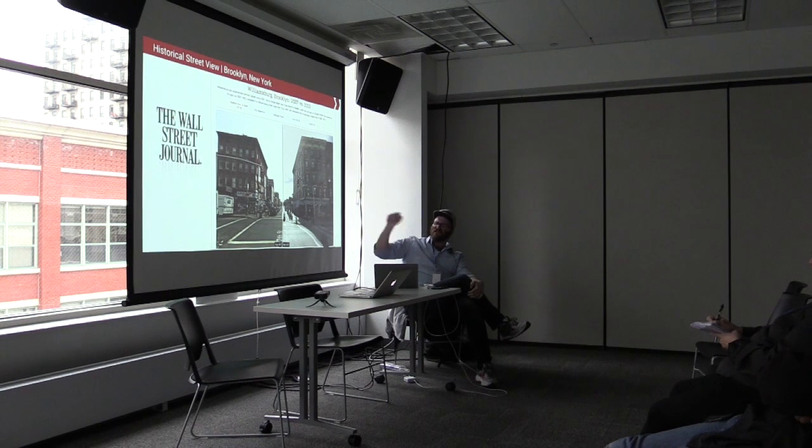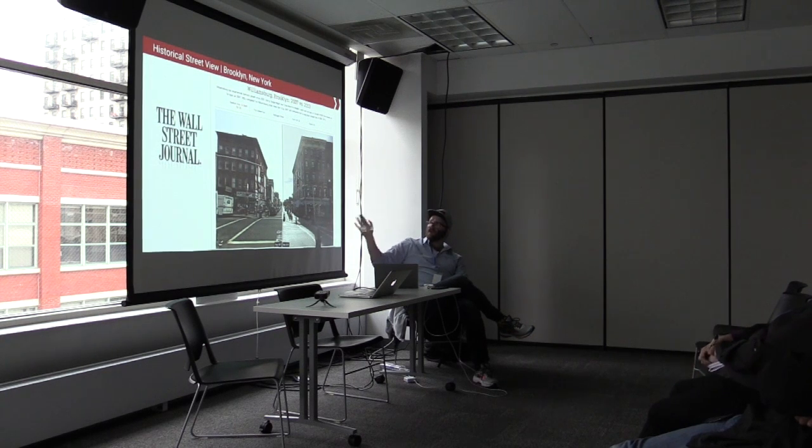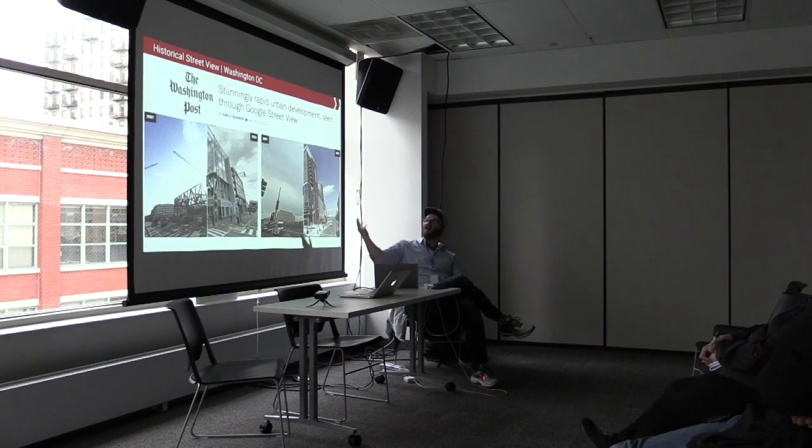Other news organizations use this, like the Wall Street Journal. This is a before and after of Williamsburg in Brooklyn, which is like hip person central. They showed how it changed over time. You can actually see the front of shops changing, cars changing, from kind of crappy to pretty nice. So again, it's a way to show how neighborhoods have changed over time. And you could embed that as well?